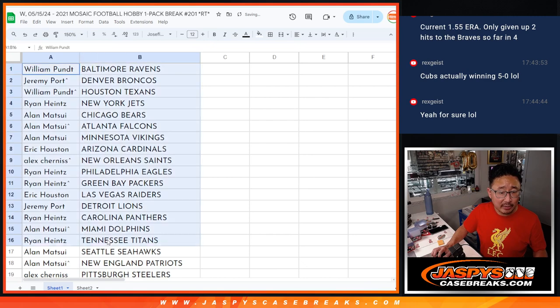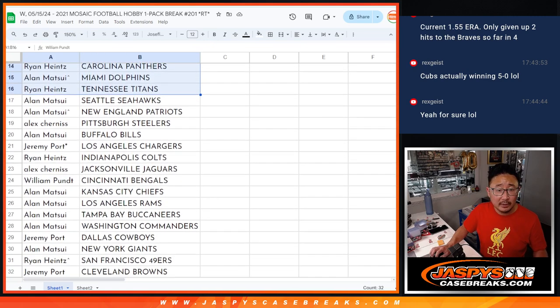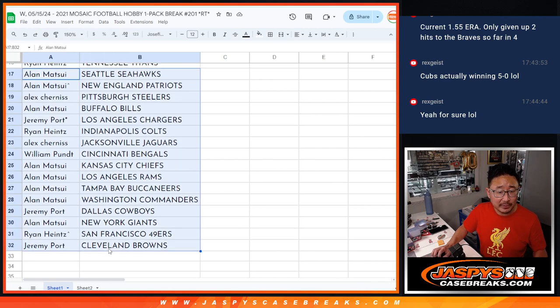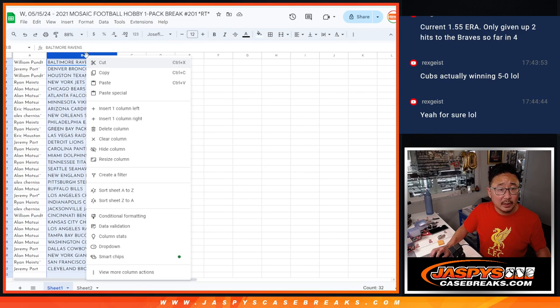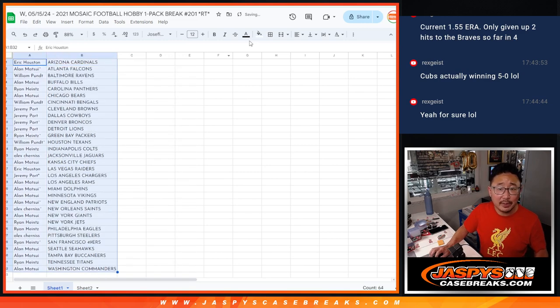All right, no trades though. Here's the first half of the list right there. And there is the second half of the list right over there. All right, now let's print and rip.